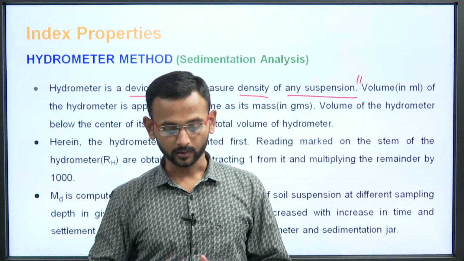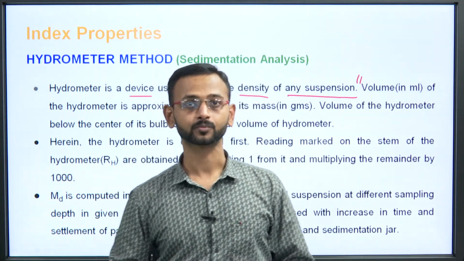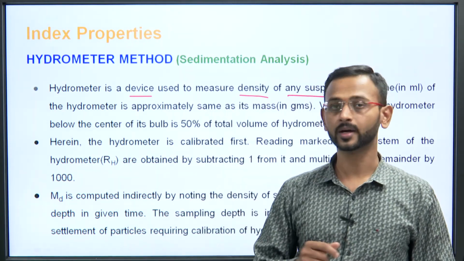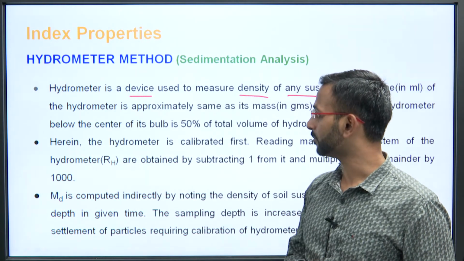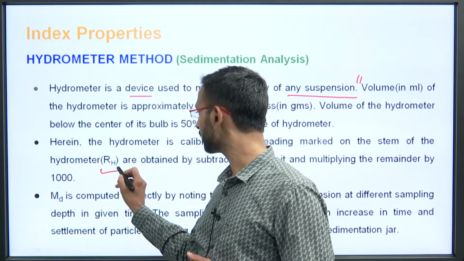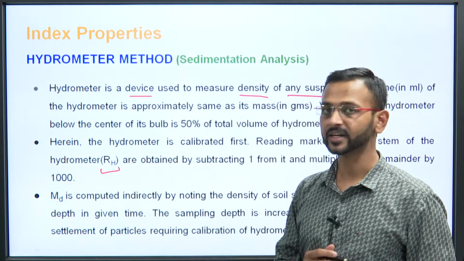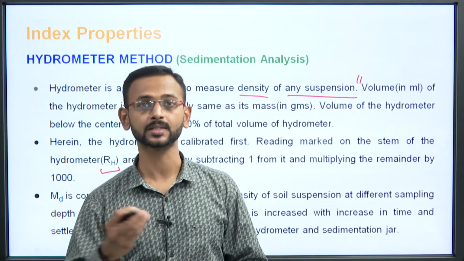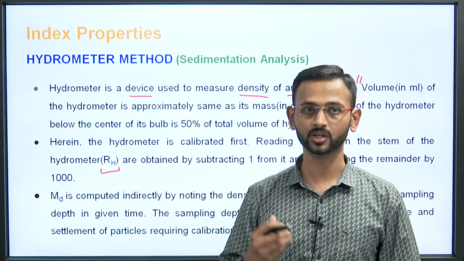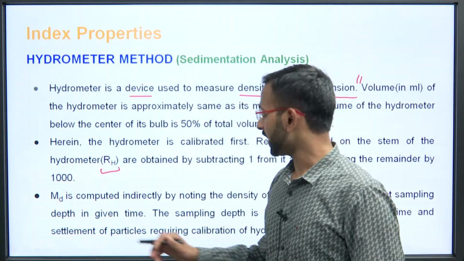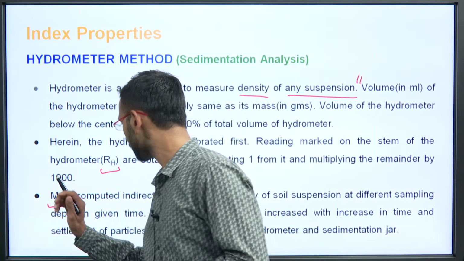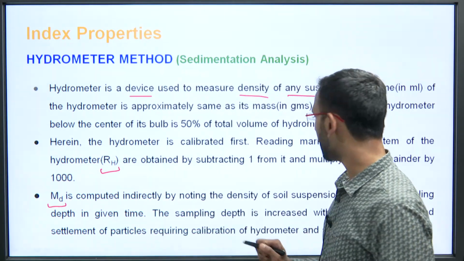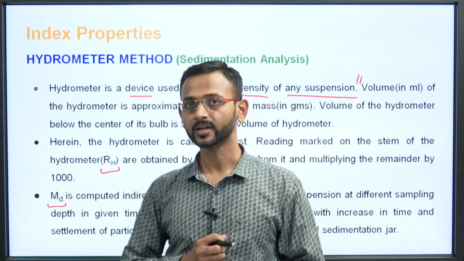Now, second here, when we do the sedimentation analysis, the hydrometer is calibrated first, and readings marked on the stem, that is the RH, we say RH here, are obtained by subtracting 1 from it and multiplying the remainder by 1000. We will be seeing this when we look at the picture there. Now this MD is computed indirectly by noting the density of soil suspension at different sampling depth in given time.